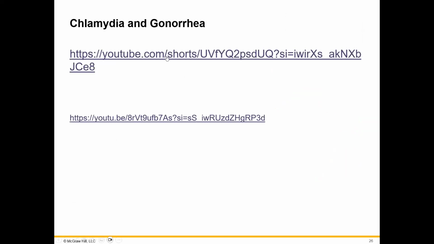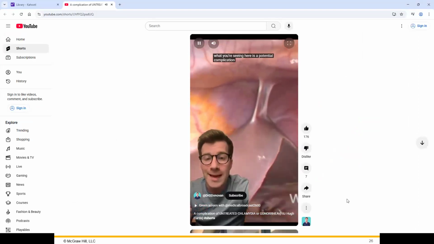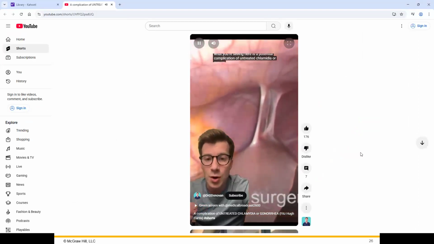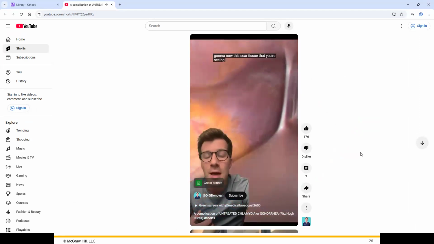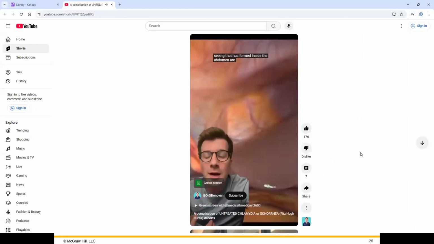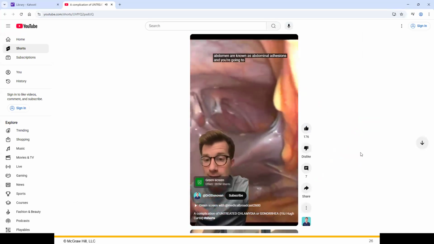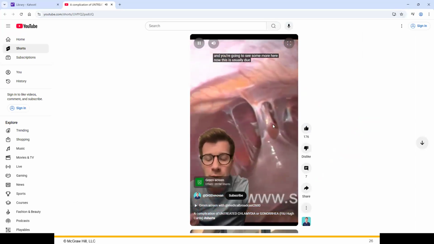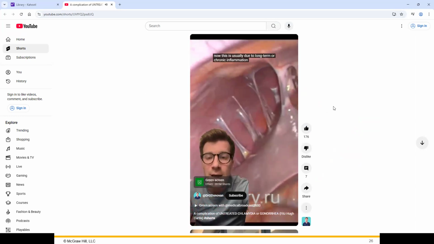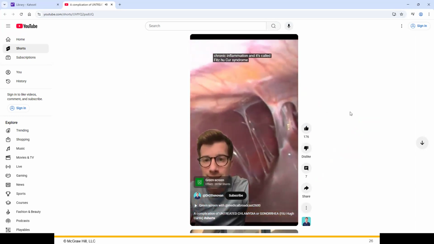So here's a video about this. There's a short video real quick. What you see here is a potential complication of untreated chlamydia or gonorrhea. Now, this scar tissue that you're seeing that has formed inside the abdomen are known as abdominal adhesions, and you're going to see some more here. Now, this is usually due to long-term or chronic inflammation, and it's called Fitzhugh-Curtis syndrome.